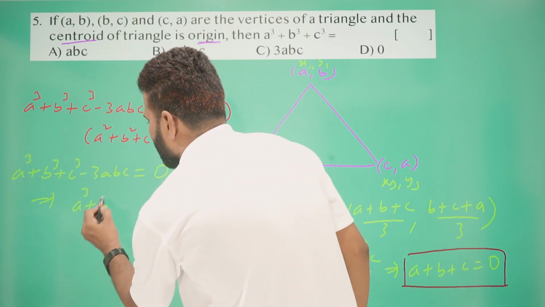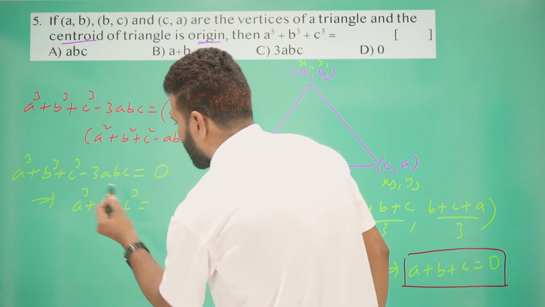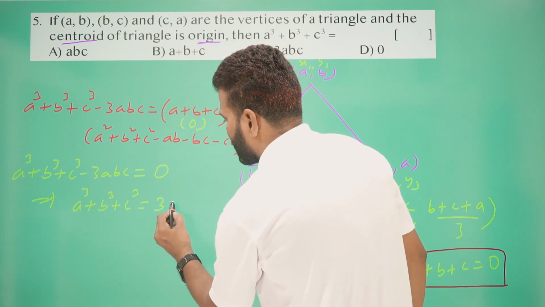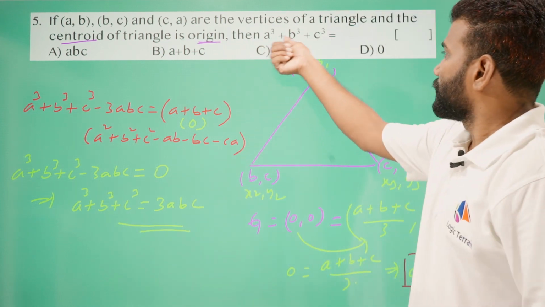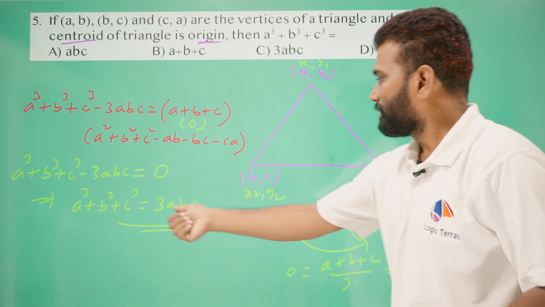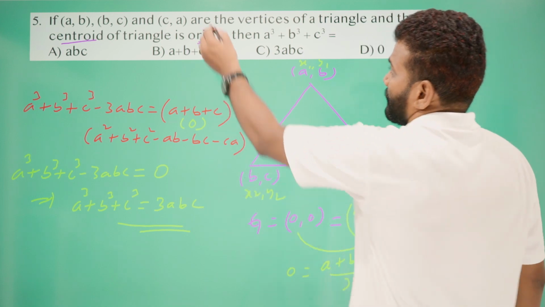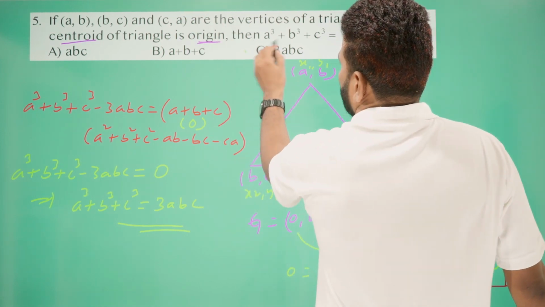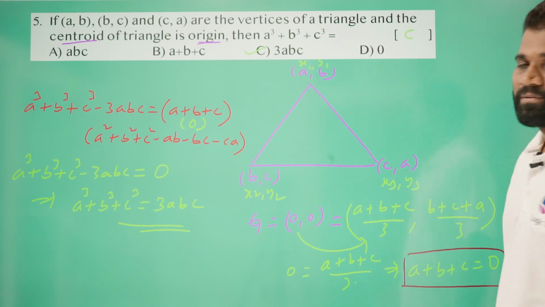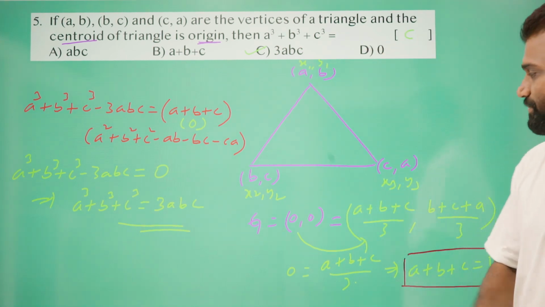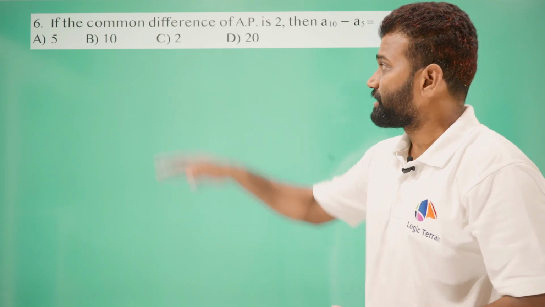a³ + b³ + c³ is equal to, if it comes here, plus 3abc. Therefore, a³ + b³ + c³ value is 3abc. So the correct option is C, that is 3abc. Answer is C. Clear? Here is the next question, question number 6.